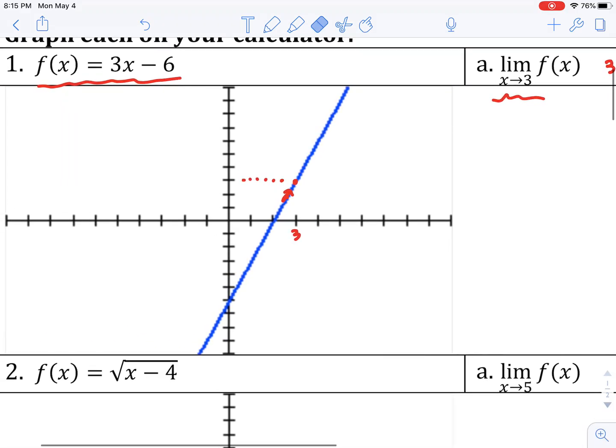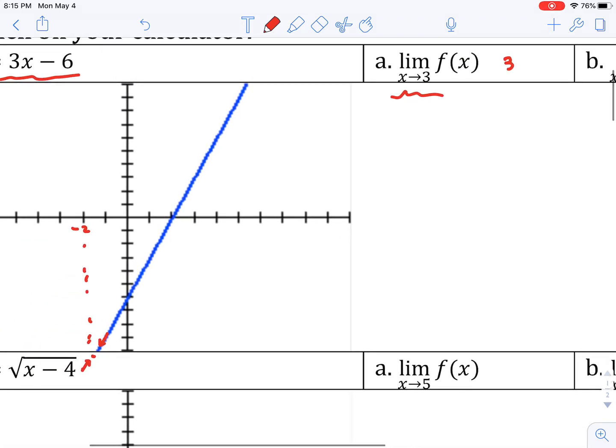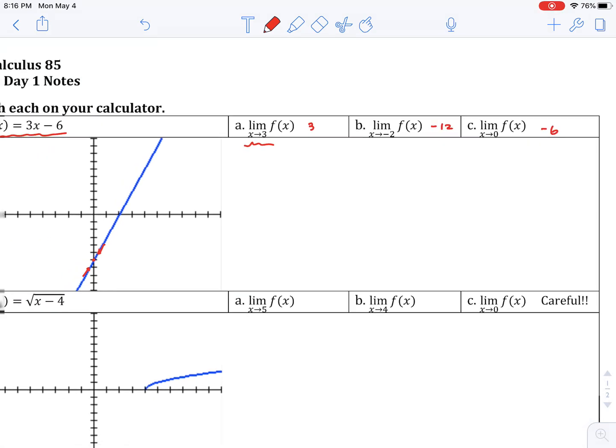All right, so when x is approaching negative 2, I look at negative 2 and see what's happening all the way down here. As I can see, it looks like it's approaching negative 12. I'll explain how I came up with that value in a second. And then as x approaches 0, we all know that x equals 0 on the y-axis. So as it approaches the y-axis from both sides, it looks like it is approaching negative 6. Therefore, the limit is negative 6.